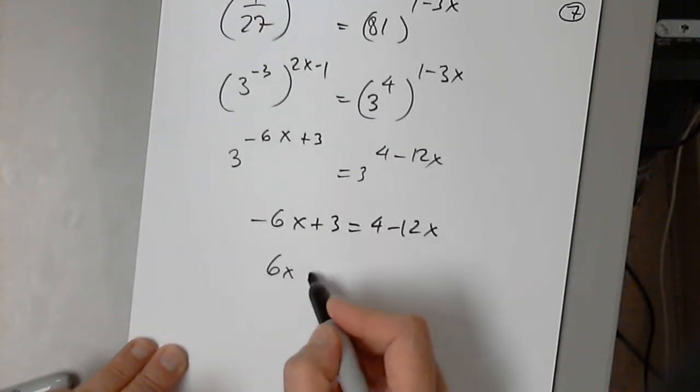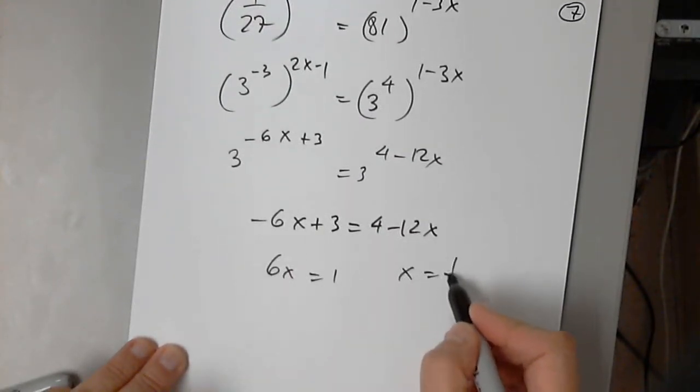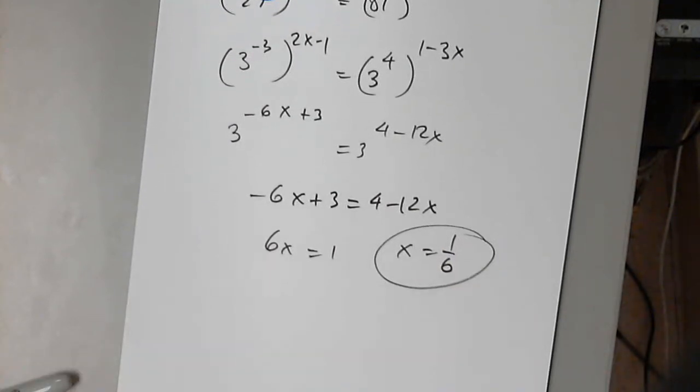So this is 6x, and this is 1, so x equals 1/6. Okay, so moving on. Any questions? Okay, so let's move on.